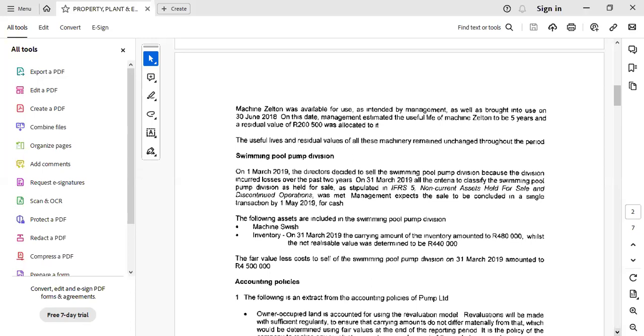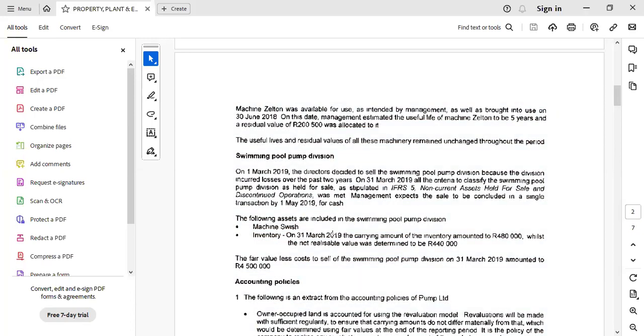On 1 March 2019, the directors decided to sell the swimming pool pump division because the division incurred losses over the past 2 years. On 31 March 2019, all the criteria to classify the swimming pool pump division as held for sale, as stipulated in IFRS 5, non-current assets held for sale and discontinued operation, were met. Management expects the sale to be concluded in a single transaction by 1 May 2019 for cash. The following assets are included in the swimming pool pump division. Why I read this is because the machine Swish is part of the pump division that they want to sell.